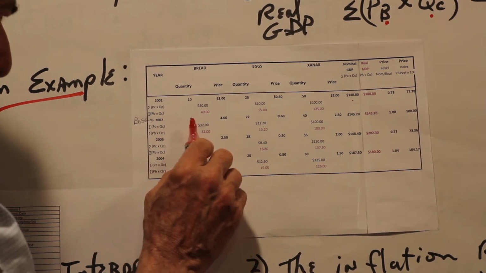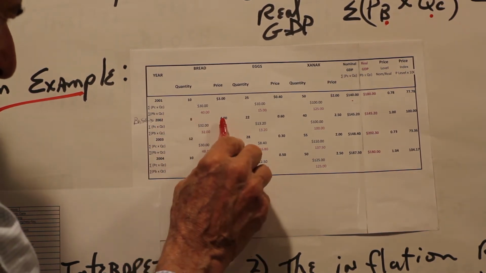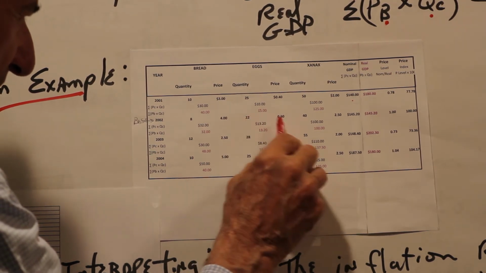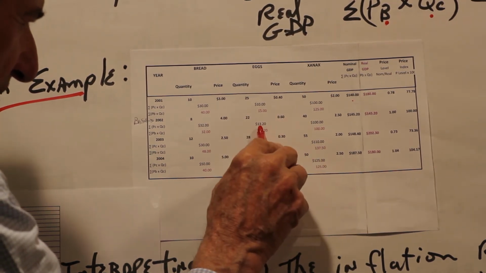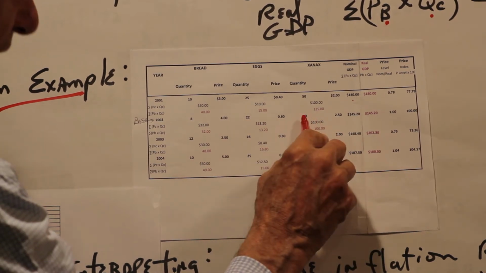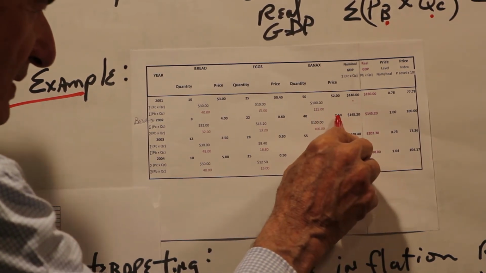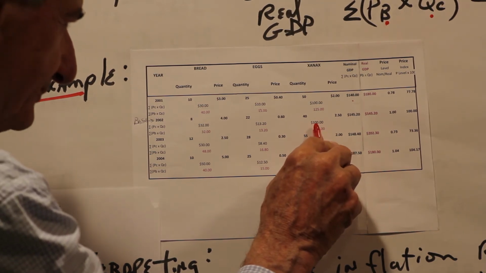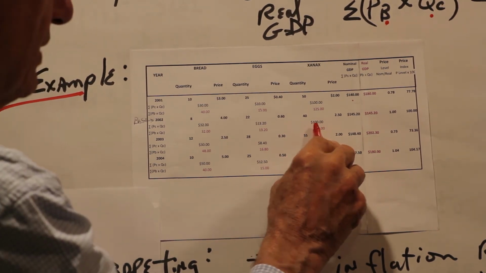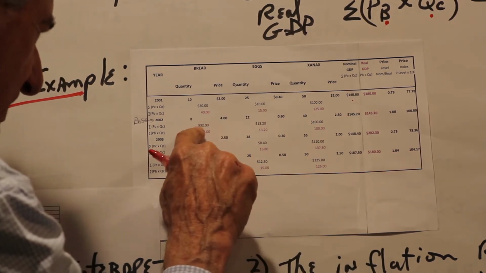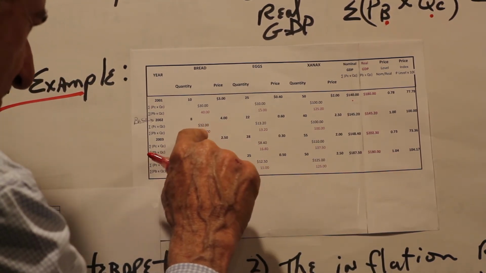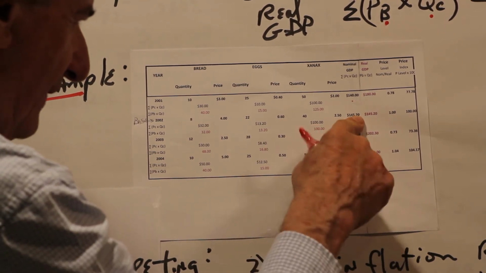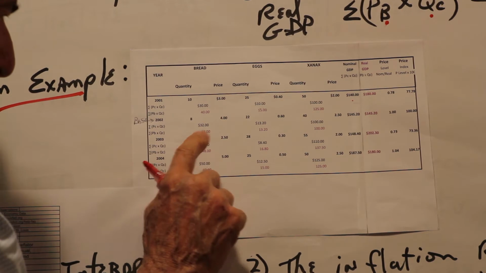Year two, we had 8 units of bread times $4, that's 32 total. We had 22 eggs times 60 cents, and that's $13.20 total for the eggs. And 40 times $2.50 for the Xanax, that adds up to $100 again. So nominal GDP is the sum of these three items. 32 plus $13.20 plus $100 is $145.20. That's nominal GDP in year two.